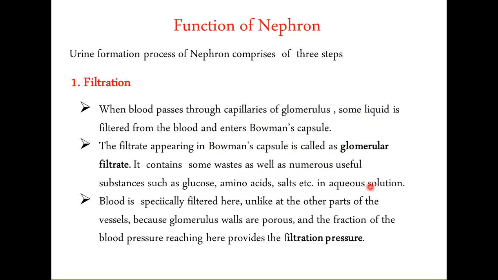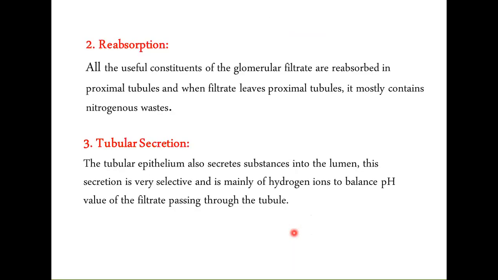Blood is specifically filtered here in the glomerulus capillaries because of 2 reasons. Number 1, glomerulus walls are porous that allow filtration to take place, and at the same time a fraction of blood pressure reaching here will provide the filtration pressure that will allow filtration to take place.